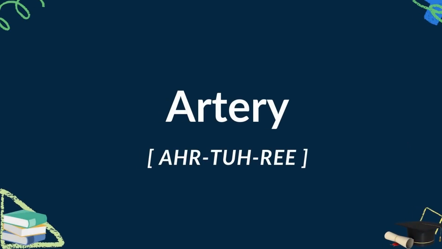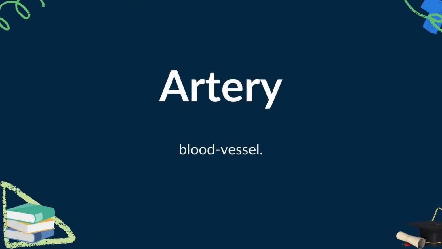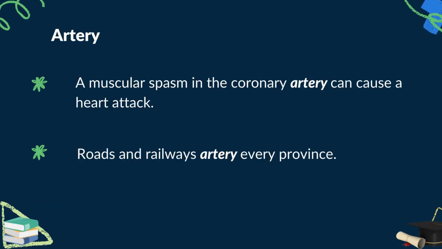The next word is artery. A-R-T-E-R-Y. Artery. Artery means blood vessel. Here are some ways you can use the word in a sentence. 1. A muscular spasm in the coronary artery can cause a heart attack. 2. Roads and railways artery every province.